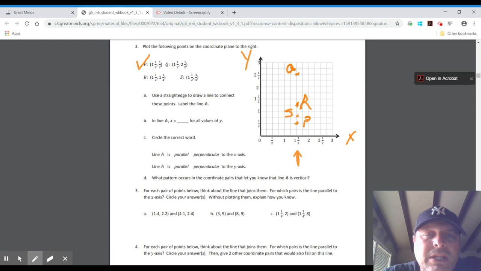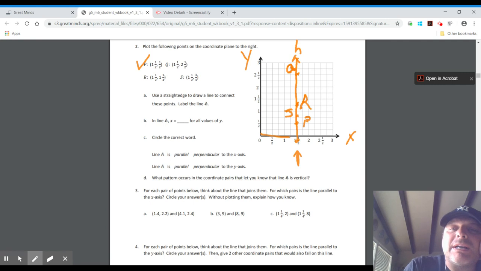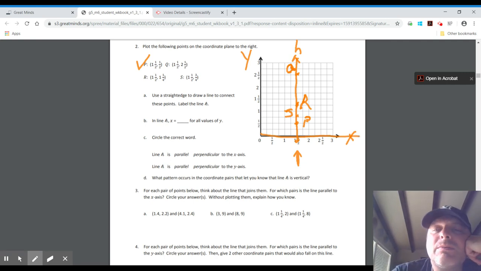Use a straight edge and draw a line through these points. Label it H. So we're going to draw a line straight through all the points, and we are going to label it letter H. Line H. There you go. Circle the correct word: H is parallel or perpendicular to line X. So X is the bottom line. Is that going in the same direction, parallel, or is it going in a different direction at a right angle? And the answer is it's perpendicular.